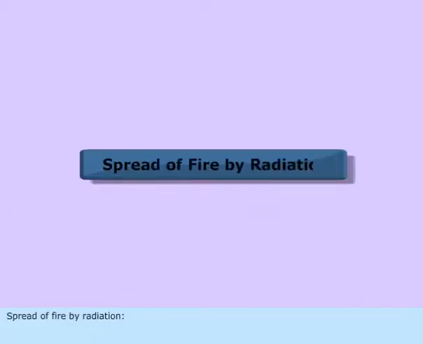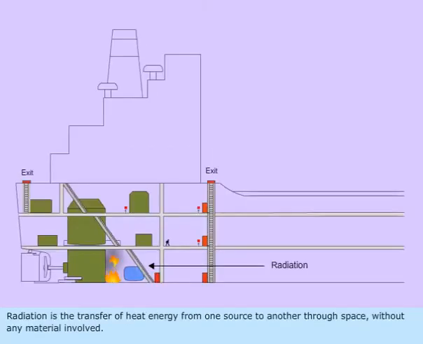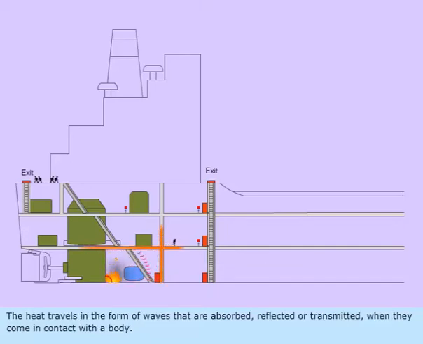Spread of fire by radiation. Radiation is the transfer of heat energy from one source to another through space without any material involved. The heat travels in the form of waves that are absorbed, reflected or transmitted when they come in contact with a body.